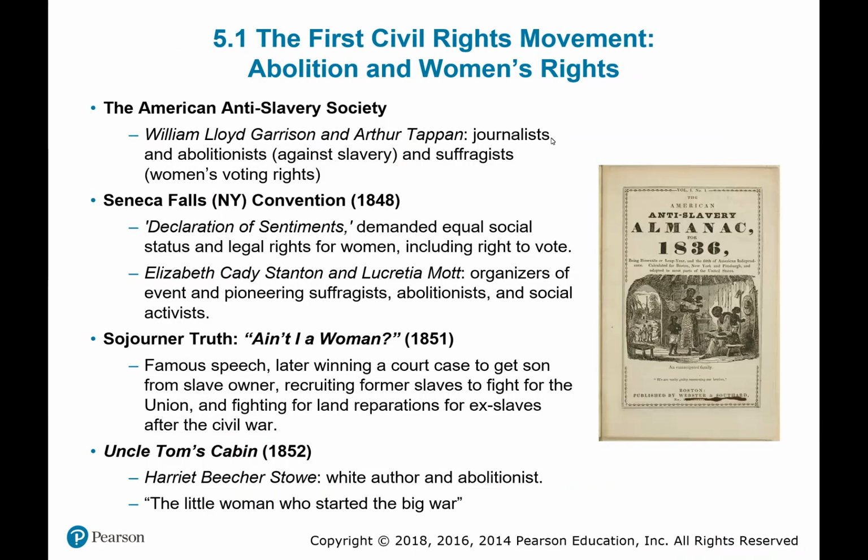So, first civil rights movement: abolition and women's rights. So there's been a movement against slavery really for hundreds of years in this country. And one of the earlier, stronger organized groups was the American Anti-Slavery Society, and that was William Lloyd Garrison and Arthur Tappan. And they were journalists and abolitionists, meaning against slavery, as well as suffragists. And suffrage means a political franchise. It means having the power to participate in politics and civic life.